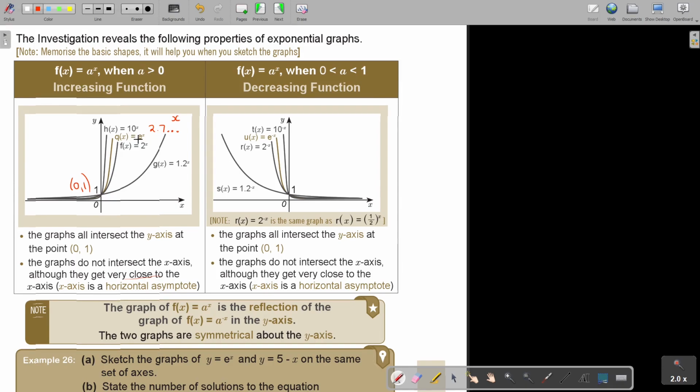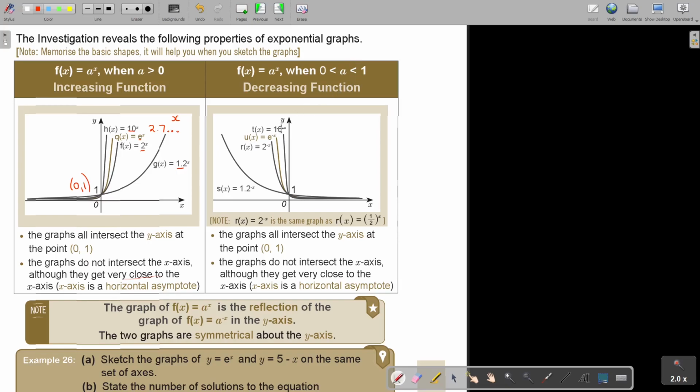Okay. So this was when the value of a was bigger than 1. It was positive. Do you see? All positive. Base, look at the base, all positive. But now, look when the base is between 0 and 1. Okay, so this is going to be a fraction in this case.